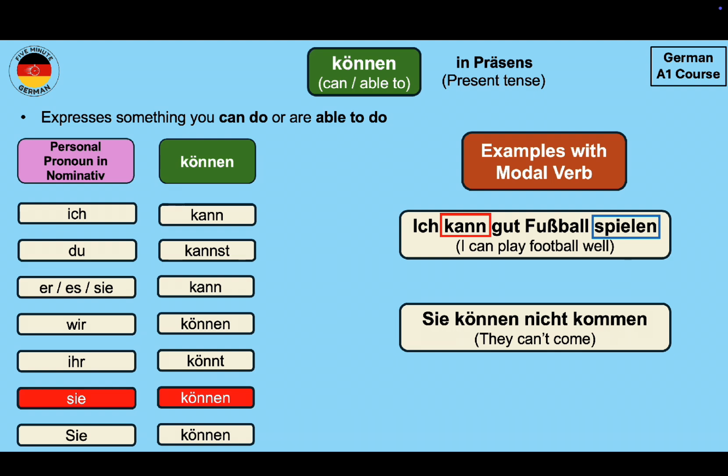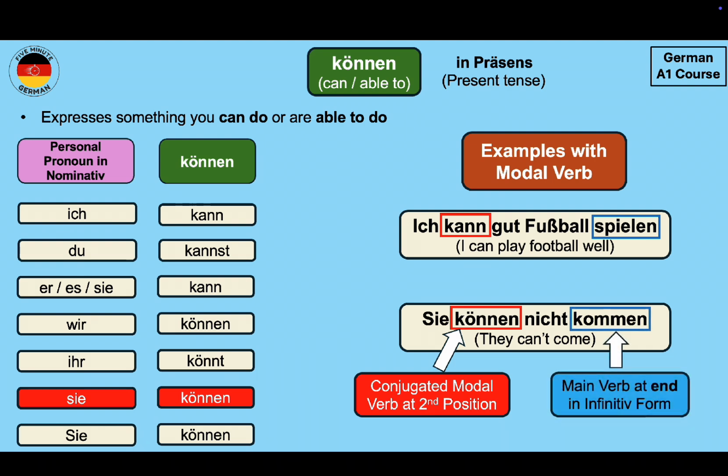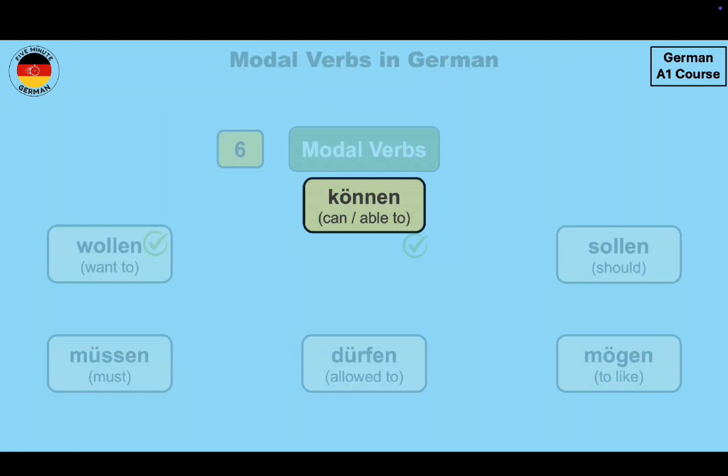Let's take another example with the personal pronoun sie, which is the third person plural. So the sentence is "Sie können nicht kommen." They cannot come. Again over here we see that können is the conjugated modal verb at second position, and kommen is the main verb in infinitive form which goes to the end of the sentence. So this was the modal verb können in present tense.